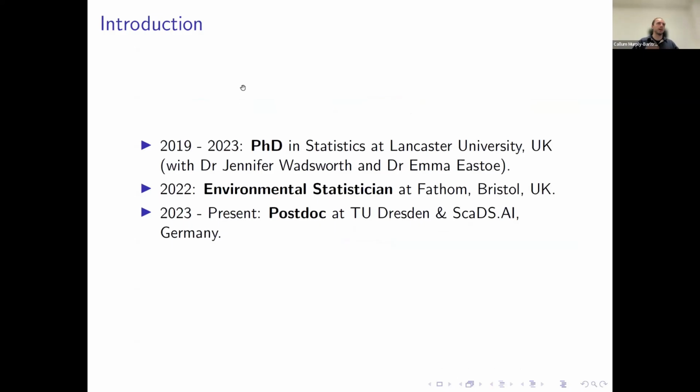So as mentioned, I did my PhD in statistics at Lancaster, finished in 2023. Before that, my background was in mathematics, so I was trained in pure maths and then moved into more applied stuff as it went on. I have some experience also, so I worked at Fathom, who are a flood risk intelligence company based in Bristol. I did a placement there in 2022, so I have a very small amount of experience in industry, but my background is more academia and modeling and statistics. And since 2023, I've been a postdoc at TU Dresden and SCADS.AI in Germany.